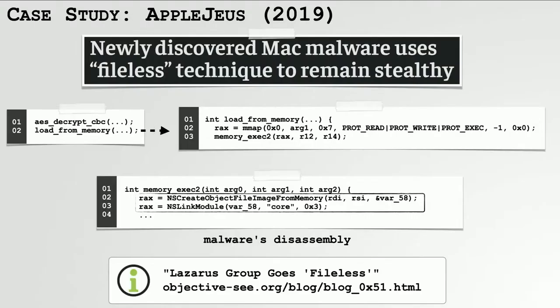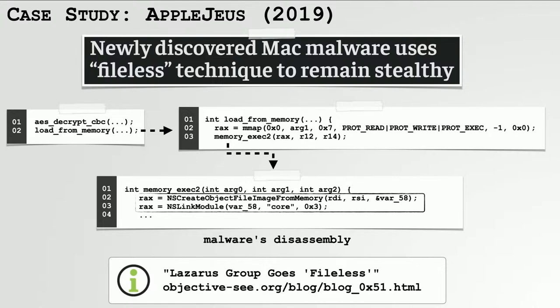So let's briefly look at these. The first sample we have is Apple Juice. If we look at some of the decompilation, they left symbol names in, and their methods are fairly descriptive. They decrypt the payload in memory. They invoke a method, load from memory, which essentially calls memory exec2. And there we can see those same Apple APIs, which support the execution of payloads directly from memory.